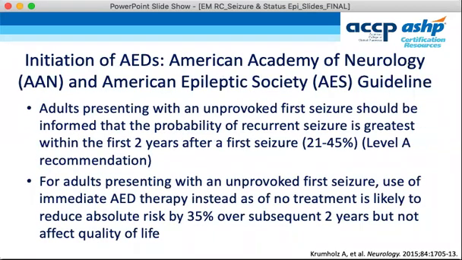Moving to another set of guidelines by the American Academy of Neurology and the American Epilepsy Society, they recommend adults presenting with an unprovoked first seizure should be informed that the possibility of recurrent seizure is greatest within the first 2 years, usually 21 to 45%. For adults presenting with an unprovoked first seizure, use of immediate anti-epileptic therapy instead of no treatment is likely to reduce the absolute risk by 35% over 2 years, but has not been shown to affect quality of life.